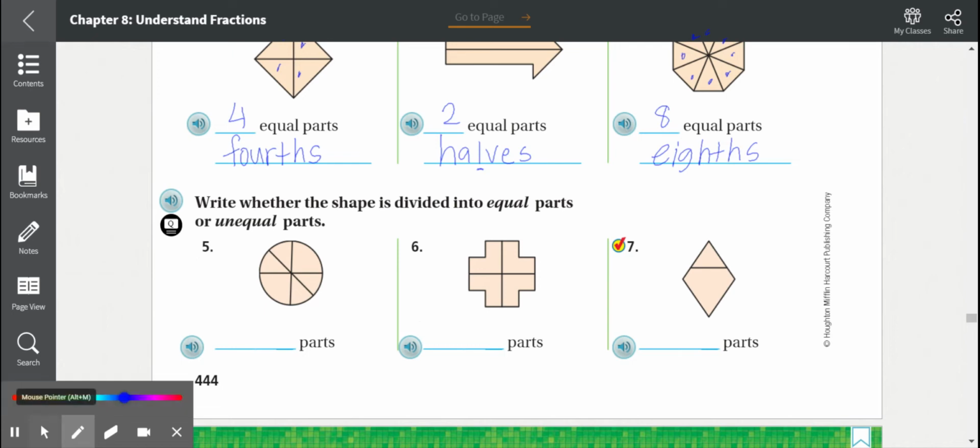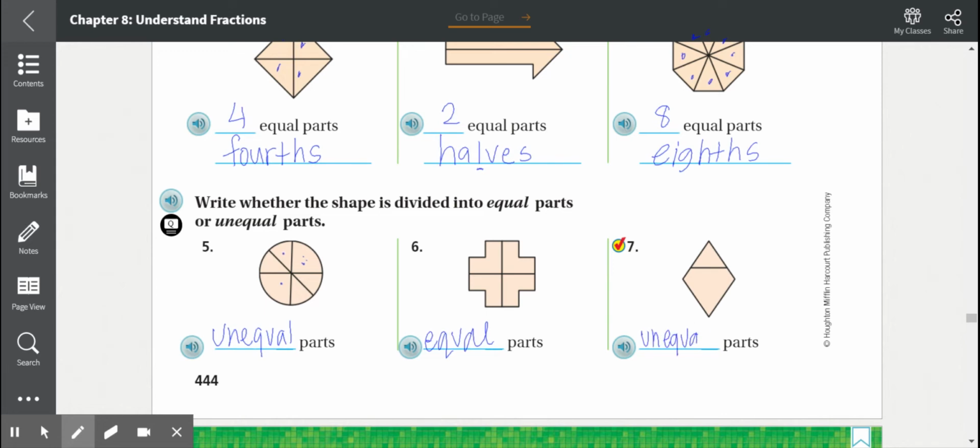All right, looking at number 5. So sometimes it's hard to tell, but if you look carefully, I can see that these 2 pieces are the same. But these 2 pieces are not the same. So these are unequal. Remember, all the pieces have to be the same size. Number 6, these are equal. Number 7, these are unequal.